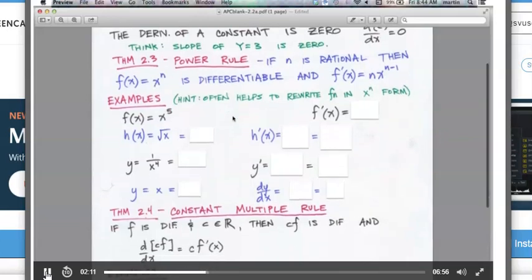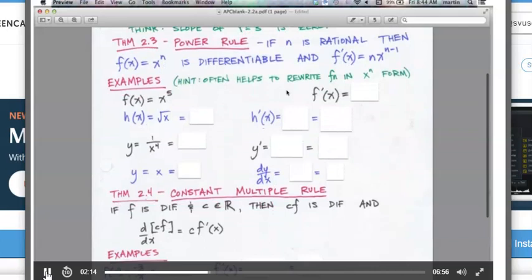In the different forms we're going to see, it often helps to rewrite the function in the form x to the nth. So for example, if we have in the black here, f of x equals x to the 5th, take the 5, put it in front here, then subtract 1 from this, so your answer for the derivative is 5x to the 4th. It's that easy, okay?